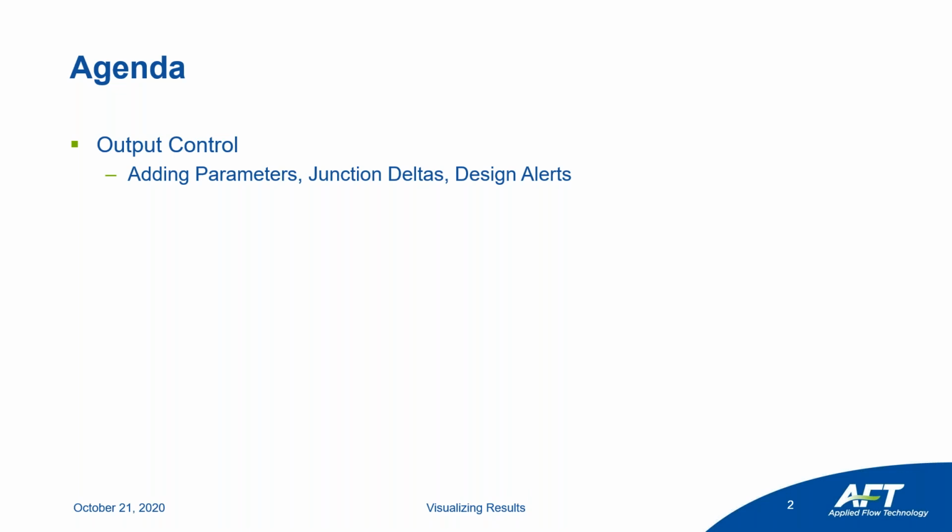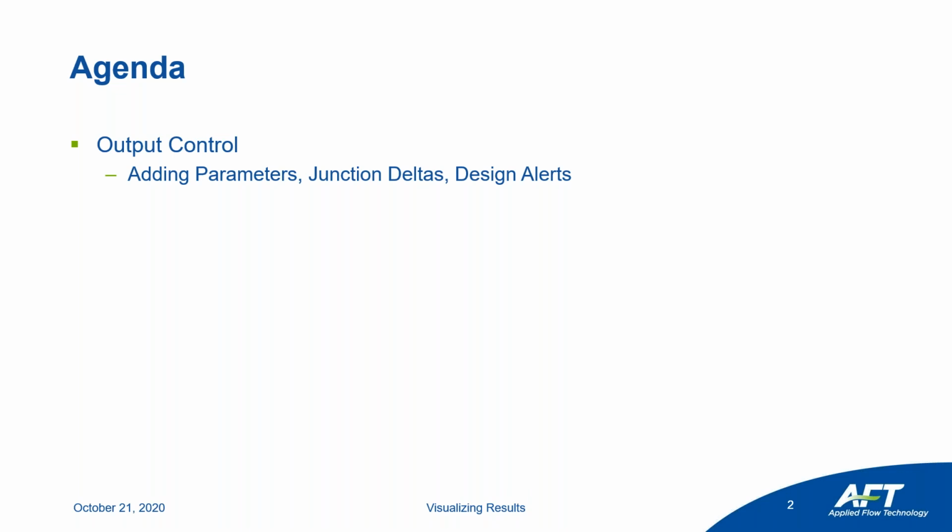We'll take a look at adding parameters. So we can either add new parameters or we can add redundant parameters that we can look at in different units. We'll look at something called junction deltas. So this is good if you have a bunch of pipes in series and you want to look at the total pressure loss across all of them without manually entering the pressure loss and summing them by hand.